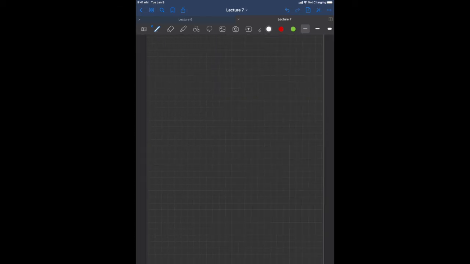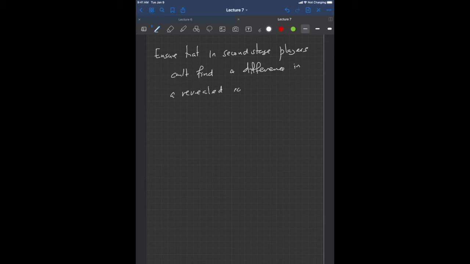But here is the problem. So what did we want? We wanted to ensure that in the second stage players can't find a difference in the revealed rows. And we said that we can ensure this as long as for all revealed rows i in I, we set a_i equal to p_i.